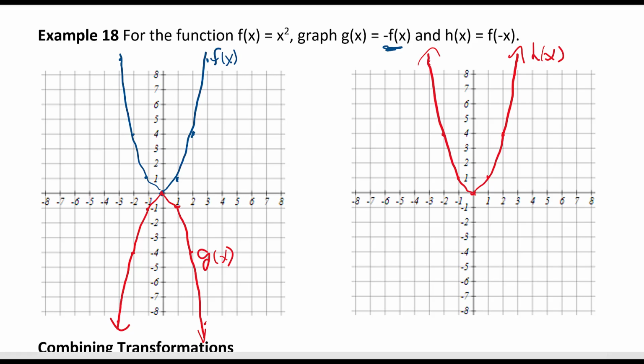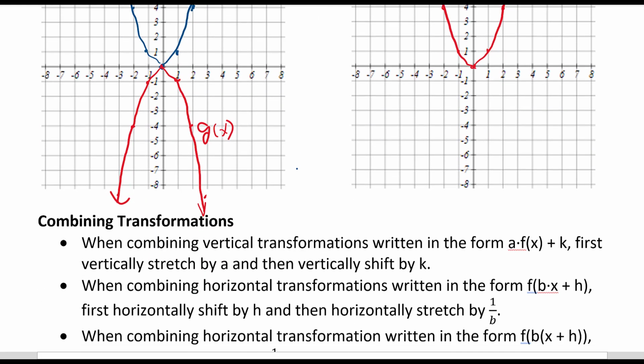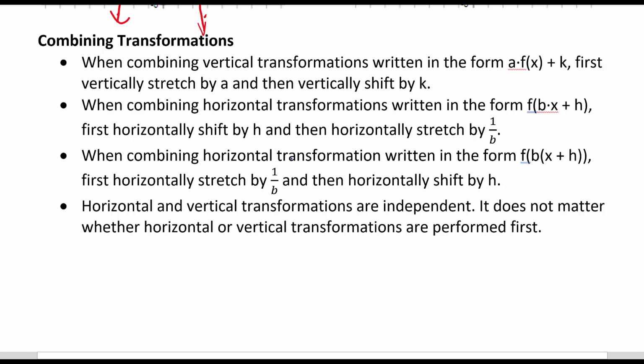Okay, let's go on to combining transformations. When combining vertical transformations written in the form a times f of x plus k, first vertically stretch by a and then vertically shift by k. When combining horizontal transformations written in the form f of b times x plus h, first horizontally shift by h, then horizontally stretch by 1 over b.